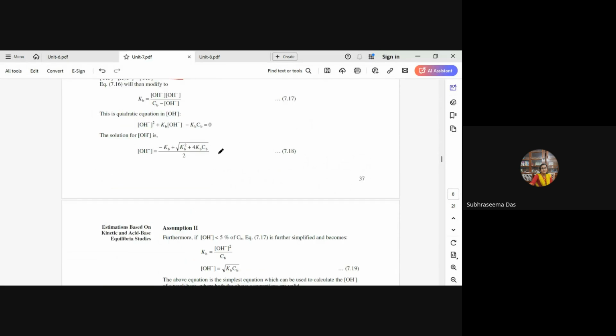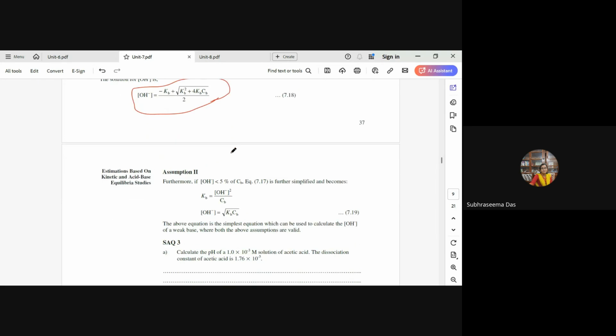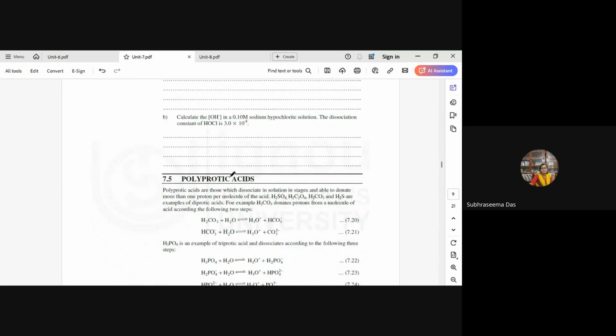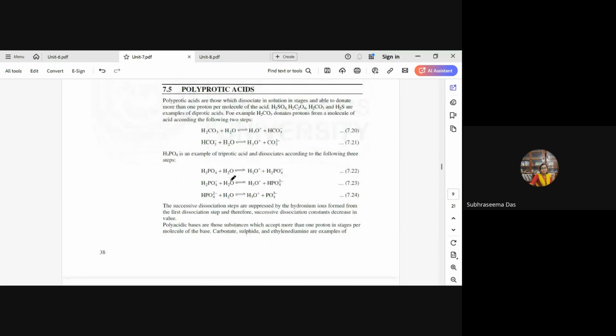This simplifies to OH minus, the concentration of OH minus being this. Again we go for an assumption: if the OH minus concentration is less than 5% of this, we can use this equation to calculate the OH minus concentration. So here two equations have been given, and you can calculate simply by putting in the above formula.